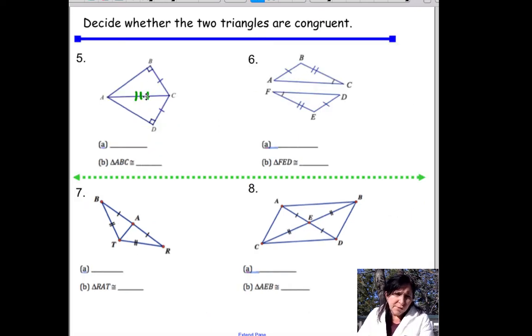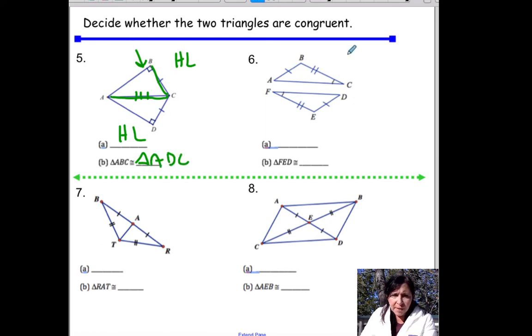And even though you wouldn't say these two triangles are congruent by side-side-angle, the fact that it does have a right angle means I can use what's called HL, hypotenuse leg. There's my hypotenuse and leg. So these would be congruent by hypotenuse leg, and you would say triangle ABC is congruent to triangle ADC. For this one, this is angle-side-side, negative. This would be a no.